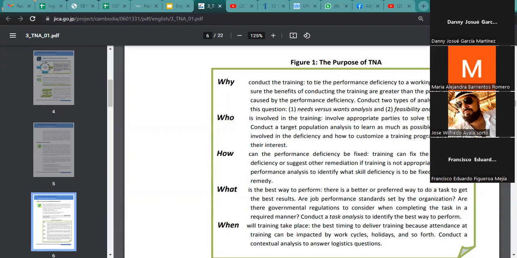Let's check some vocabulary. What is appropriate? Check the pronunciation, appropriate. Adequate. The correct. Very good, adequate, the correct. And parties, what is parties here?